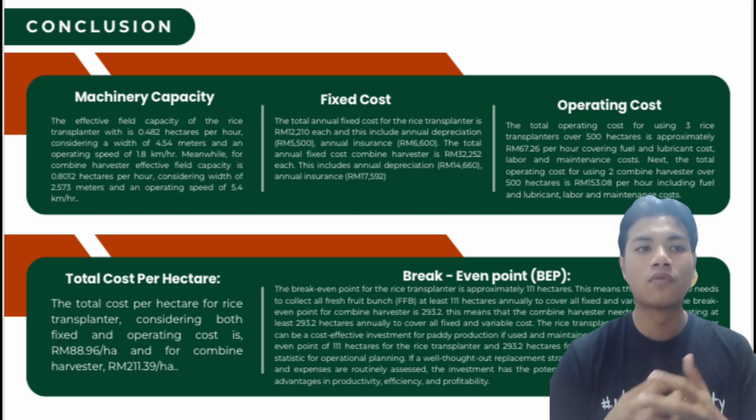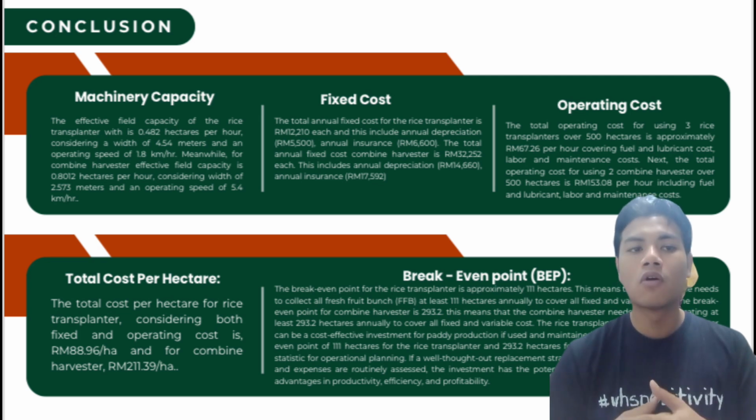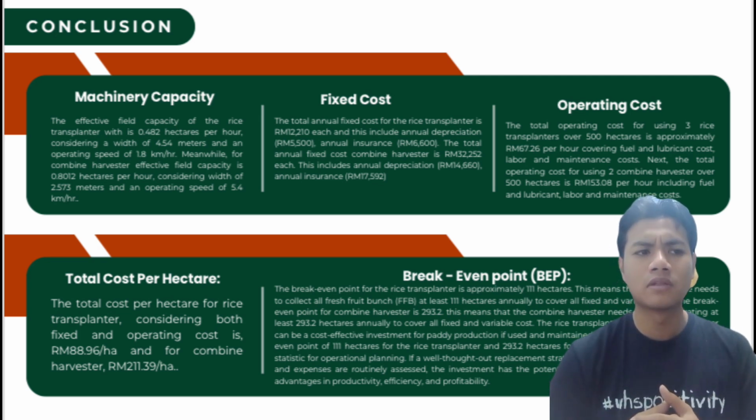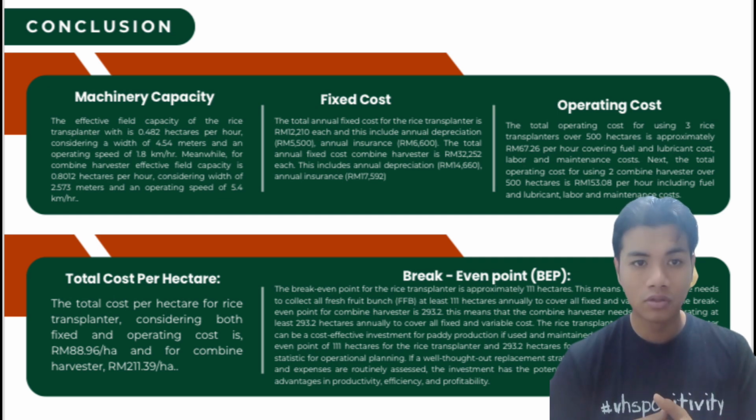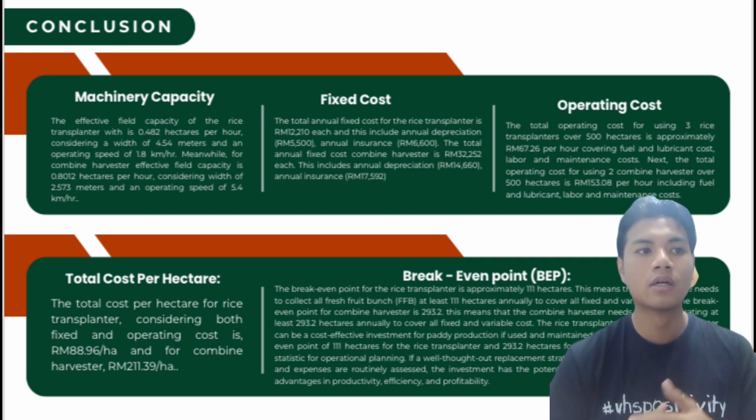The operating costs for using the rice transplanter over 500 hectares are approximately 67.26 ringgit per hour, which also covers fuel, lubricant, labor and maintenance costs. The same goes for the combine harvester. We also have the operating cost, which is 211.39 per hectare.